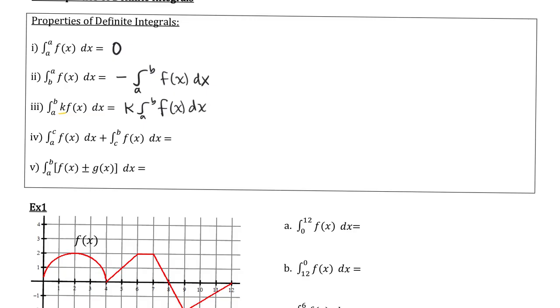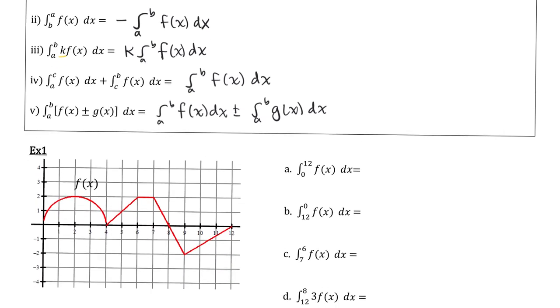If you're taking the integral from a to c and from c to b of a continuous function, this is the same as finding the area all the way from a to b of f of x dx, because you're just adding up the two areas. If you're doing the integral from a to b of f of x plus or minus g of x, you can do each one individually and then add or subtract the results, and you'll get the same answer. Okay, so let's look at when we might use these properties.